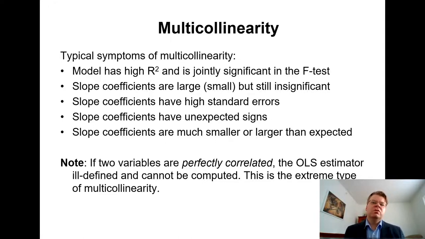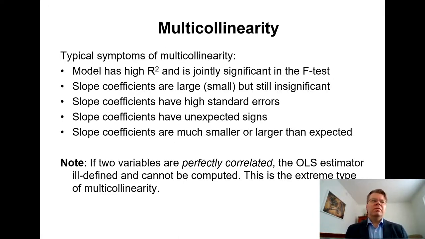So then it's a good idea to check how big this correlation is. And clearly, if you have perfectly correlated variables, so if two explanatory variables have a correlation coefficient equal to 1, then you cannot do ordinary least squares with these variables, because the standard error would just blow up to infinity, and that would be the extreme type of multicollinearity. So you cannot include explanatory variables that are perfectly correlated.